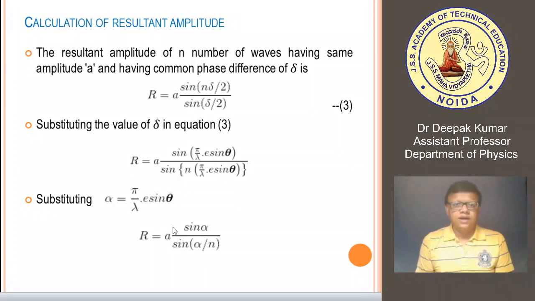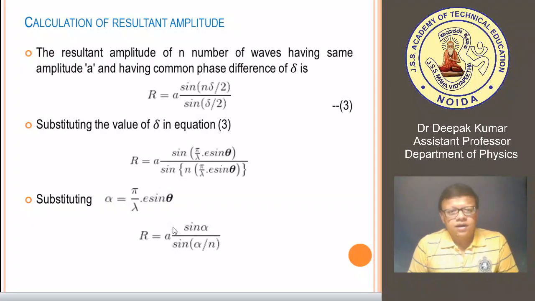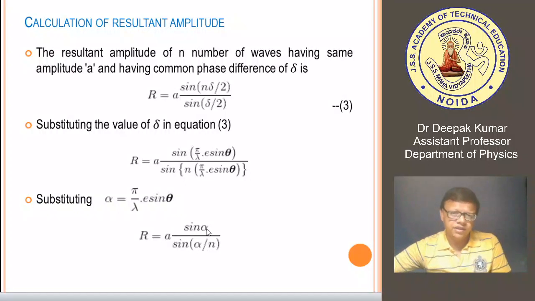Now because the value of delta is already obtained, and delta is 2 pi by lambda into e sine theta, I can easily substitute the value of delta in this expression, and I will get a value of R which is a sine pi e sine theta upon lambda upon sine n pi e sine theta upon lambda. To make this expression a little bit simpler, we can take a constant alpha, and the value of alpha must be taken as pi e sine theta upon lambda. So my expression will now reduce to a new expression, capital R is equal to a sine alpha upon sine alpha by n, where alpha is a constant and the value of alpha is pi e sine theta upon lambda.